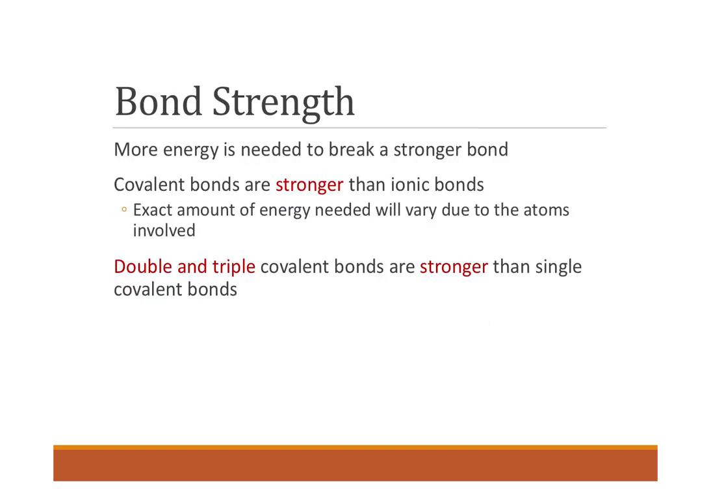And I just want to end with a few words about bond strength. Whenever there's a chemical reaction, chemical bonds are being broken and then they're being reformed because atoms are rearranging as you move from reactants to products. And the stronger a bond is between any 2 atoms, the more energy it's going to take to break that bond. Covalent bonds are generally stronger than ionic bonds.